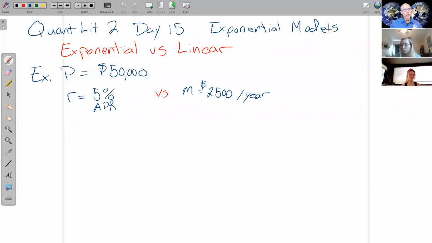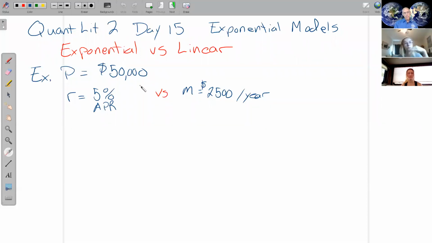Record is on. So I have an example here that I want to look at. We're going to start off with a $50,000 investment or $50,000 amount. And what I want to compare here is an annual growth rate of 5% versus a slope of just $2,500 a year. So this could be thought about in a lot of different ways. Like maybe you just came across $50,000 and you want to invest it for the future.